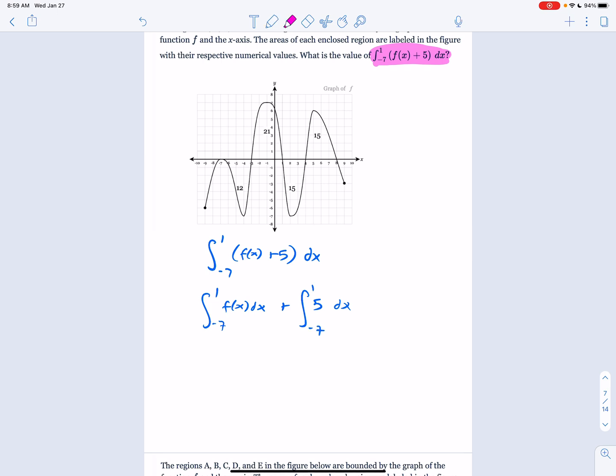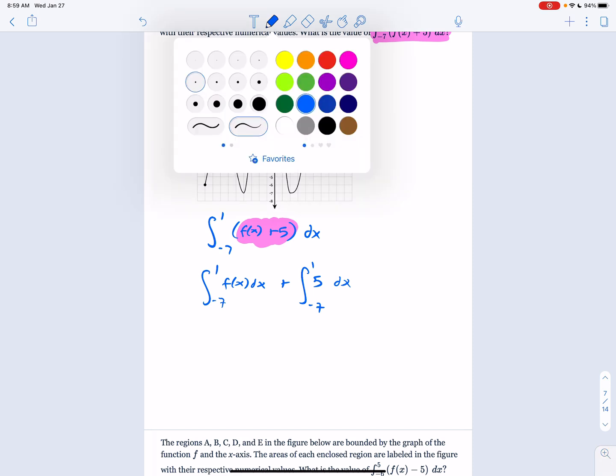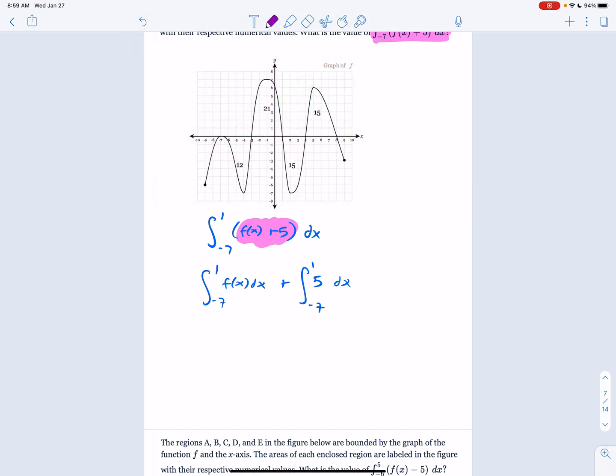So really, I just split these two terms right here. Sometimes you got to do that. Okay, so we'll take care of the analytical part here. If I were to integrate 5, I'm going to let you guys think about that. What's the antiderivative of 5? The antiderivative of 5 is 5x, and then we evaluate it from -7 to 1.